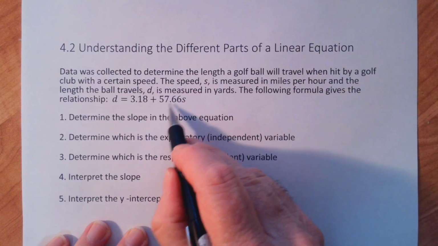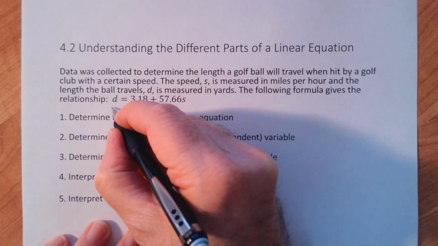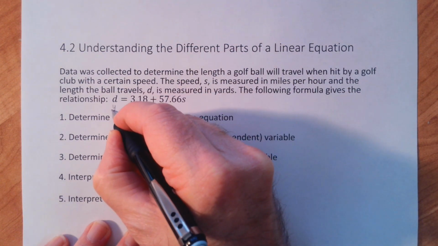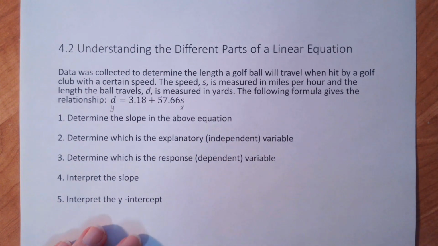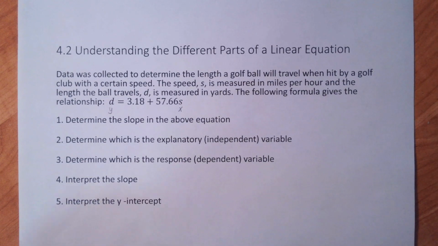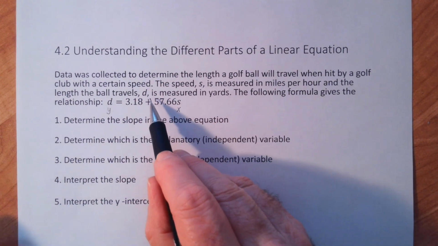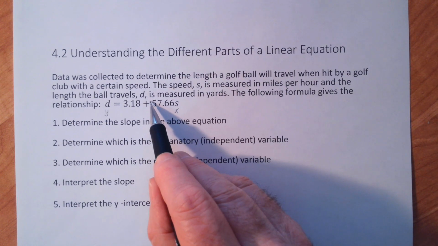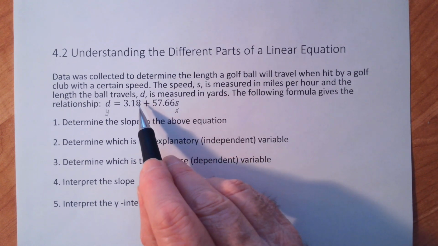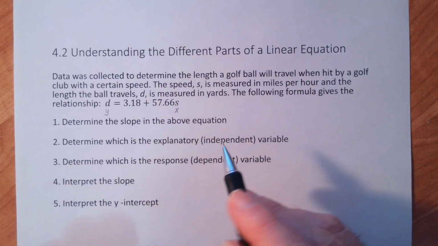Now, we could reverse these. It really doesn't matter. The main thing is notice that d acts like y, and s acts like x when we're normally working with 2 variables, particularly on a graph. Now, d is actually in yards, and it's the distance that the ball travels, or the length. What did they say? They said, yeah, the length the ball travels. I don't know why they didn't just say distance, but they didn't.